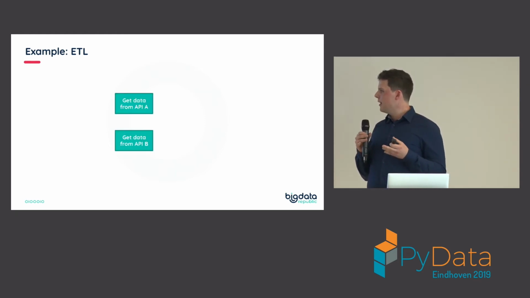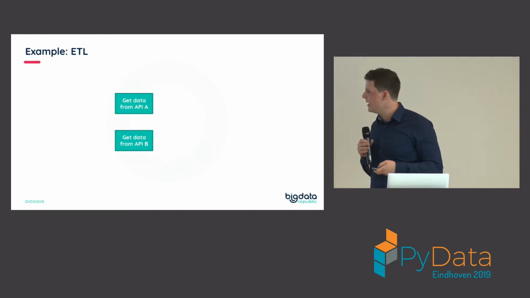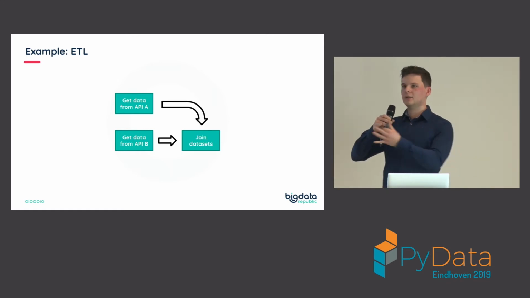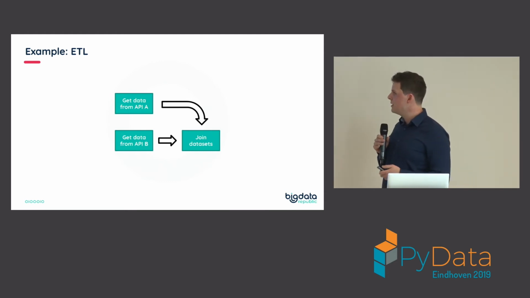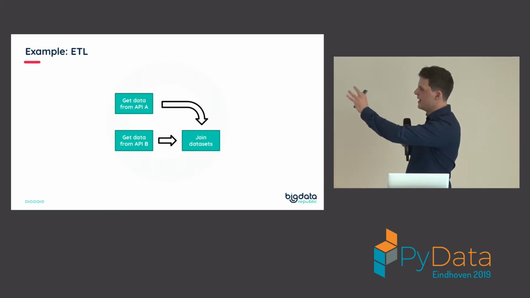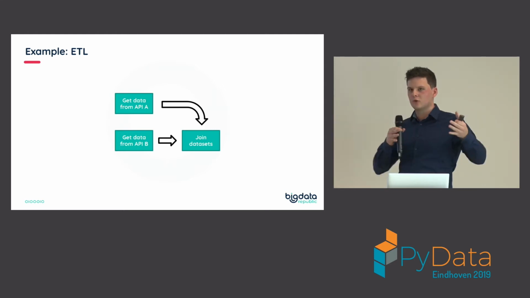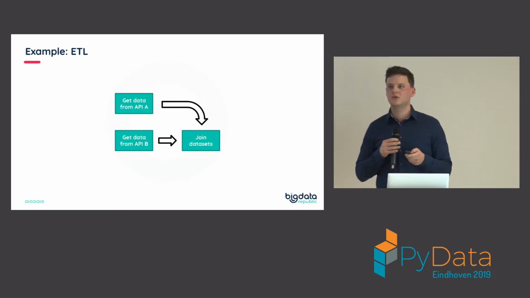Assume you have two APIs where you want to retrieve some data from, API A and API B, and you eventually want to join these data sets and store them somewhere else, for example, to train a super cool machine learning model on. Then this will be a workflow. You would have to get data from API A, get data from API B. You could do this in parallel because they're not dependent on each other. And once both of these data sets are at your servers, you can eventually join them and store them in their joint format.